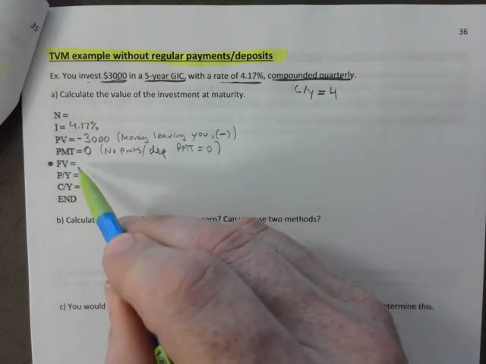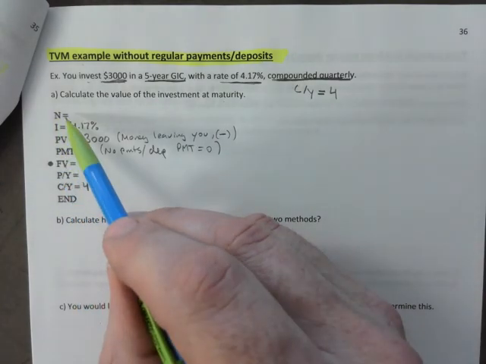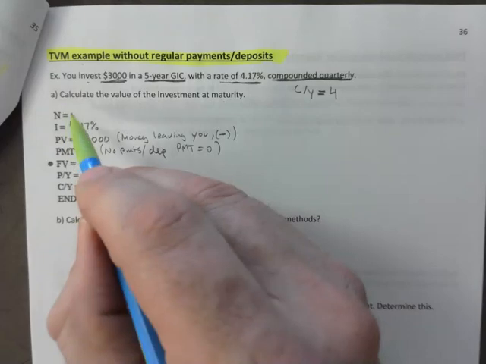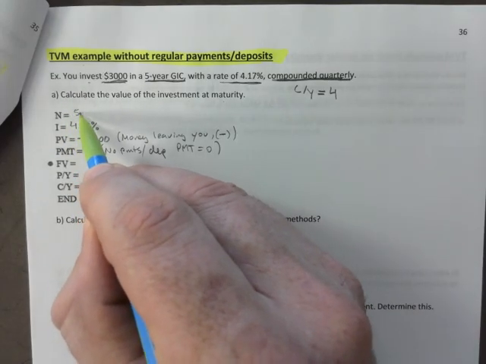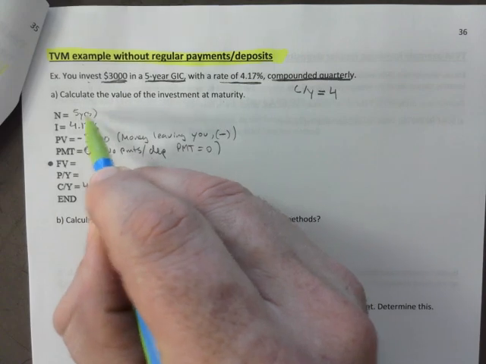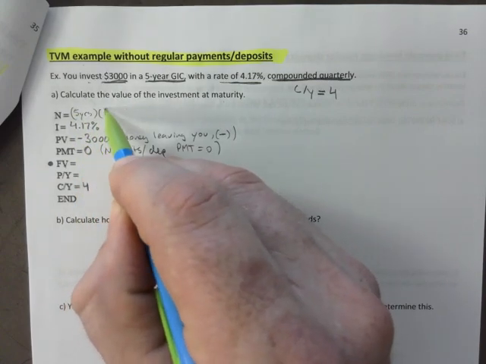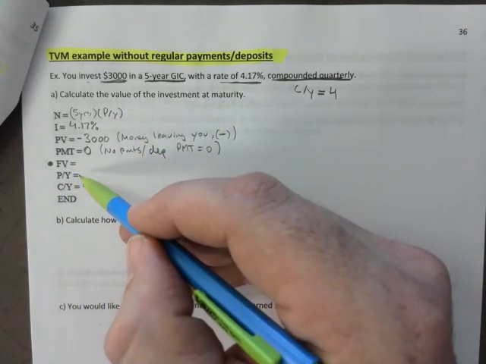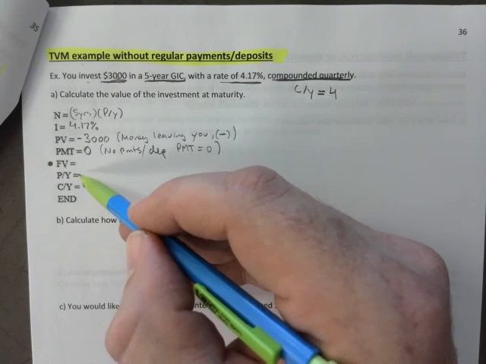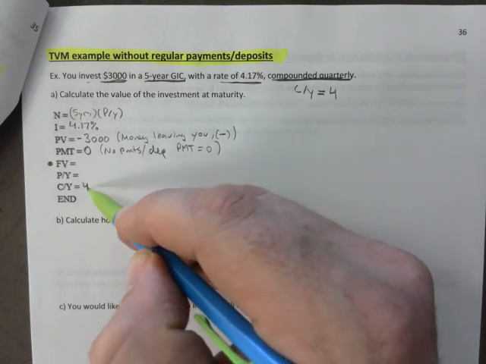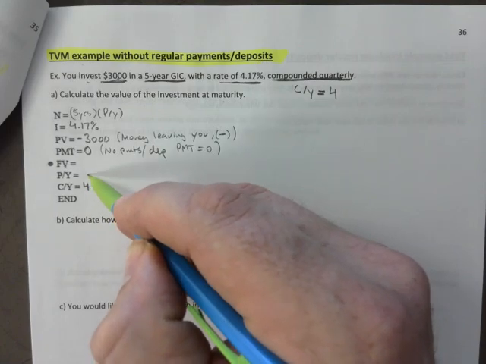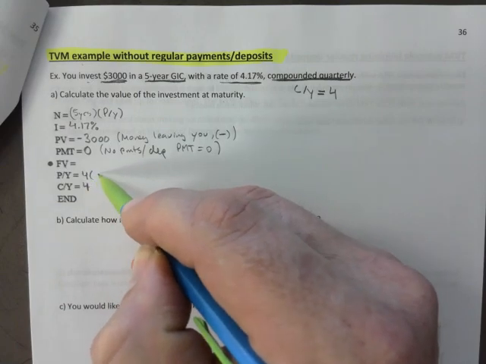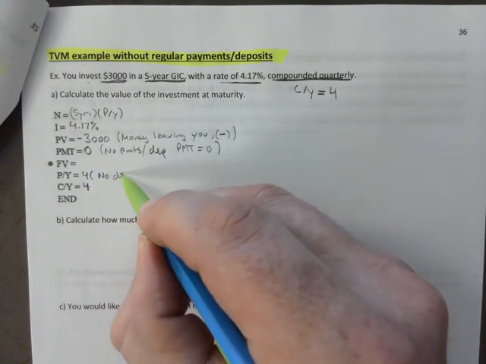Future value is what we want to figure out. Can we do N at this point? N is, if you think about it, 5 years. It's the time in years multiplied by whatever PY is. Okay. Do we know what PY is at this point? We don't. But if there are no payments, CY is the same thing as PY. They are the same. So we're just going to put 4. No payments, right? No deposits.